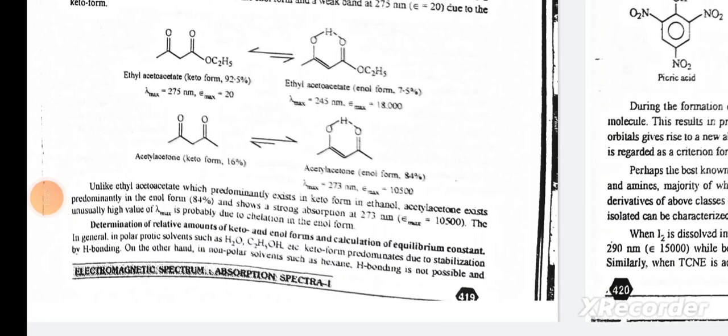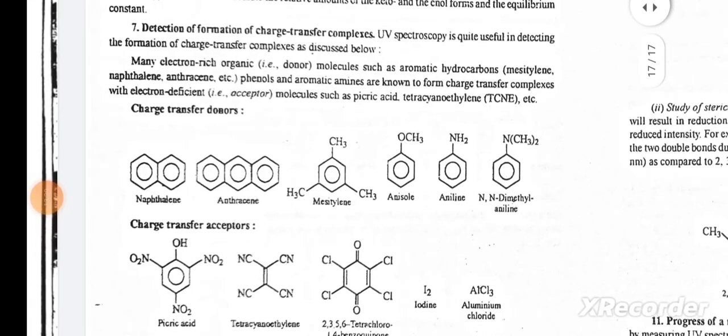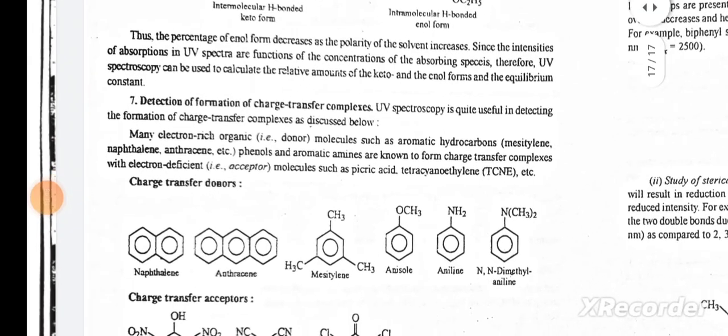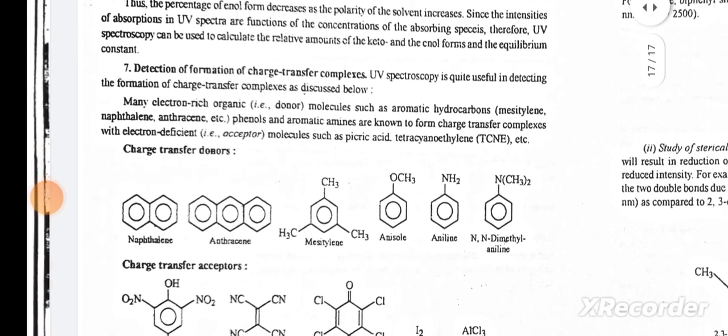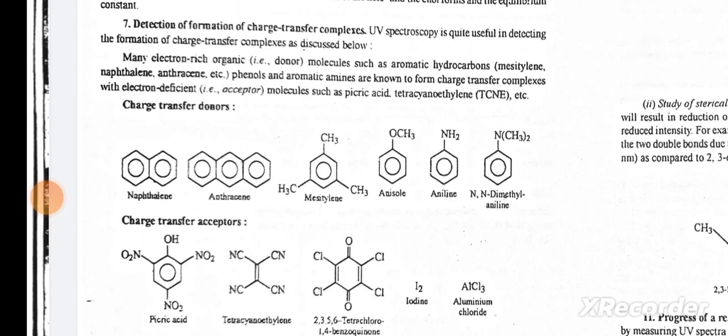In general, in polar protic solvents such as H2O and C2H5OH, the keto form predominates due to stabilization by H bonding. On the other hand, in non-polar solvents such as hexane, H bonding is not possible. Hence, the enol form predominates due to stabilization by intramolecular H bonding chelation as shown below. Thus, the percentage of enol form decreases as the polarity of the solvent increases, since the intensity of absorptions in UV spectra are functions of the concentrations of the absorbing species. Therefore, UV spectroscopy can be used to calculate the relative amount of the keto and the enol forms and the equilibrium constant.